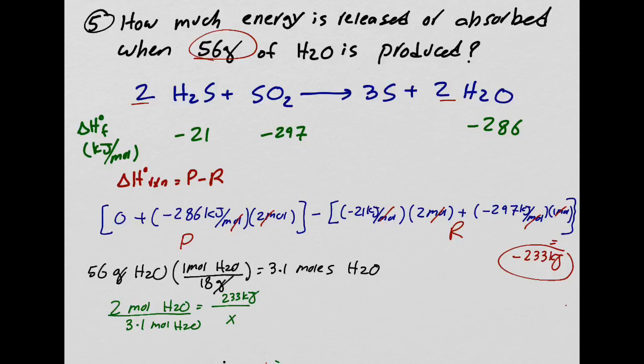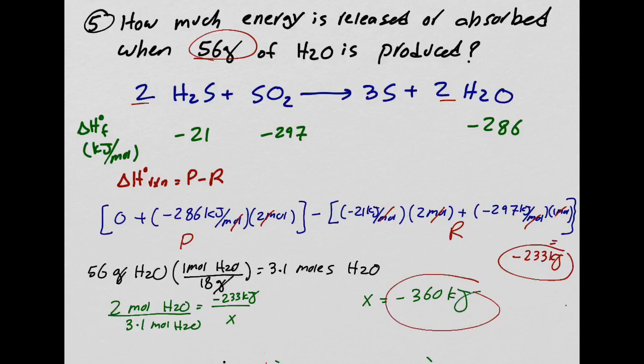So far so good? Okay, so again, this reaction as is, 233 kilojoules of energy is produced, right? I can even put it at minus because it's produced. Again, the sign doesn't mean anything. It just means exo and endothermic. You know that already in your head. So 2 moles, 233 kilojoules of energy is released. Now, if I have 3.1 mole, how much energy will be produced? And the answer is negative 360 kilojoules of energy.